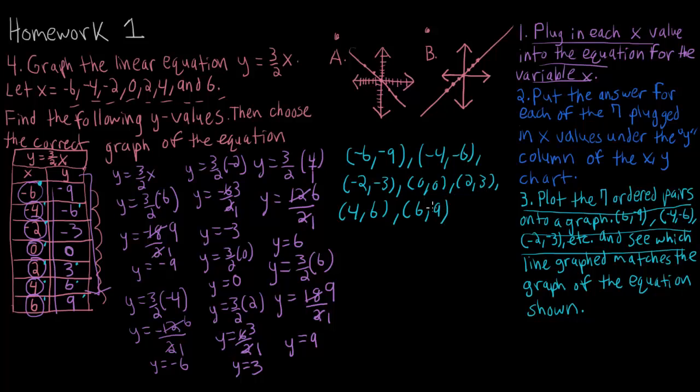So what we're supposed to do is to put each of these ordered pairs into a graph and then see which line corresponds. So we could actually make a sort of quick ad hoc graph here.